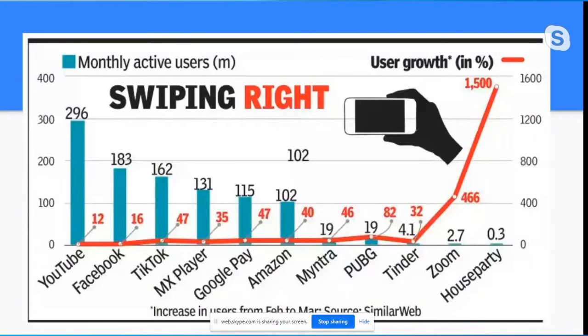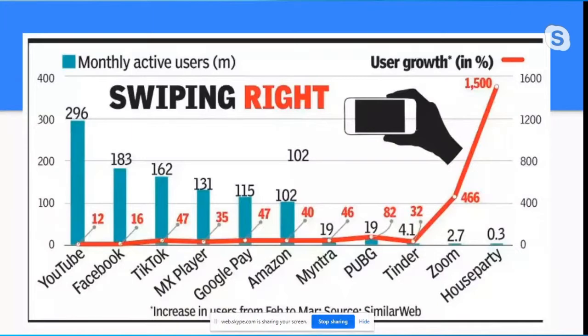Very recently, I got to know about House Party. This is an application that connects users online to play games with your friends and families. The green bar shows the active users for the month, whereas the red line shows the user growth in percentage. We see that though YouTube has the lowest user growth in percentage, it has the most active users compared to the other applications, whereas applications like Zoom and House Party have a peak of user growth in percentages.